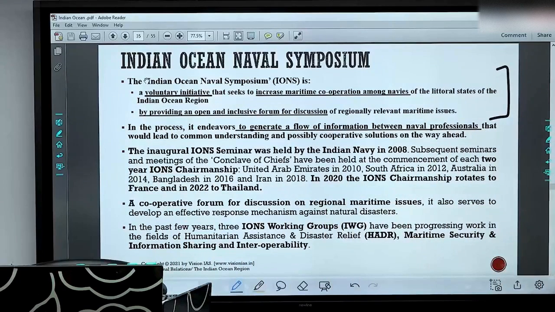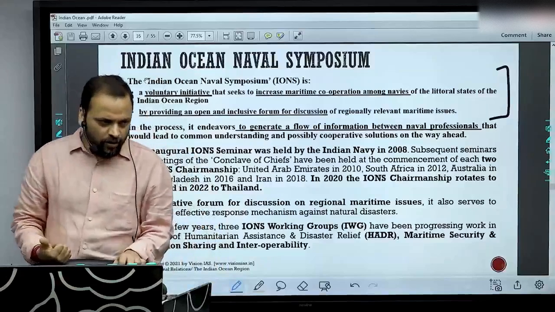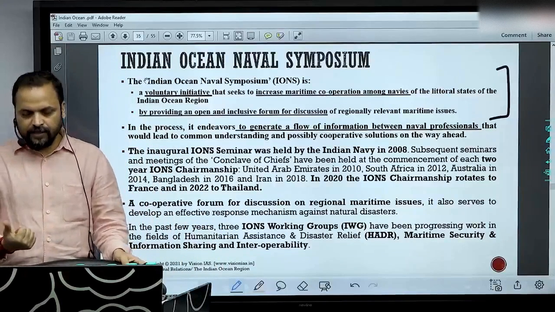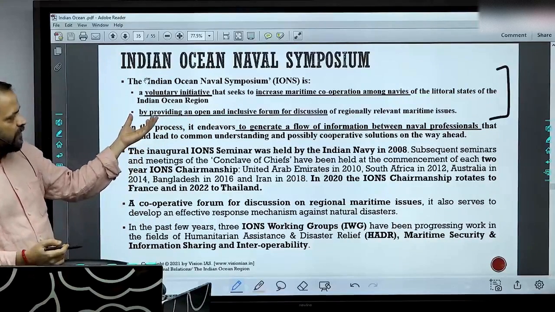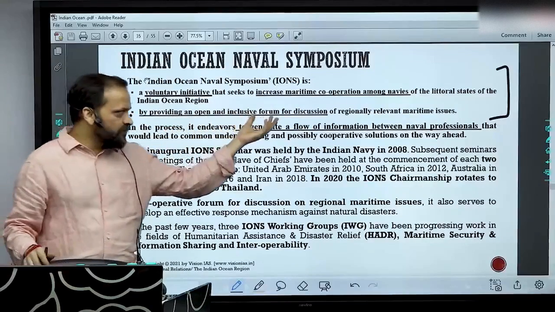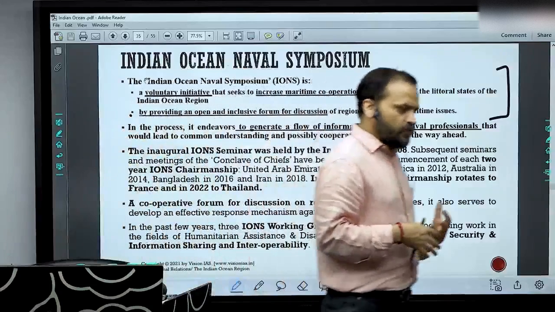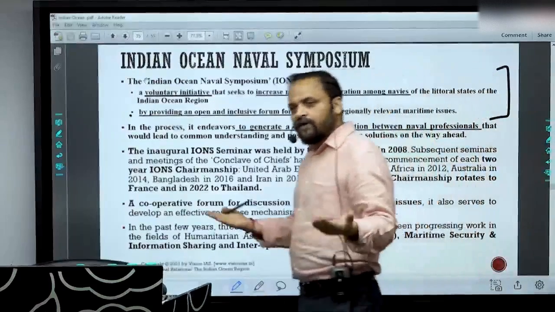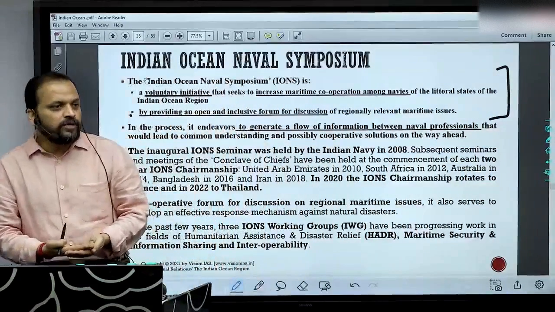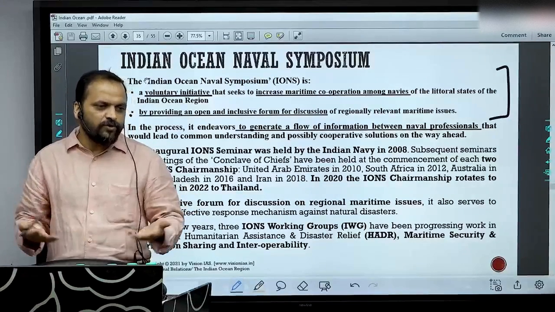And generally it's a voluntary initiative. If you want to participate, you can participate. There is no concrete or formal binding basis for it. So it is a voluntary initiative that seeks to increase maritime cooperation among navies of littoral states by providing an open and inclusive forum for discussion of regionally relevant maritime issues. So in simple terms, it provides a platform for naval professionals to come together to discuss issues and exchange ideas. So generation of ideas is what is happening.